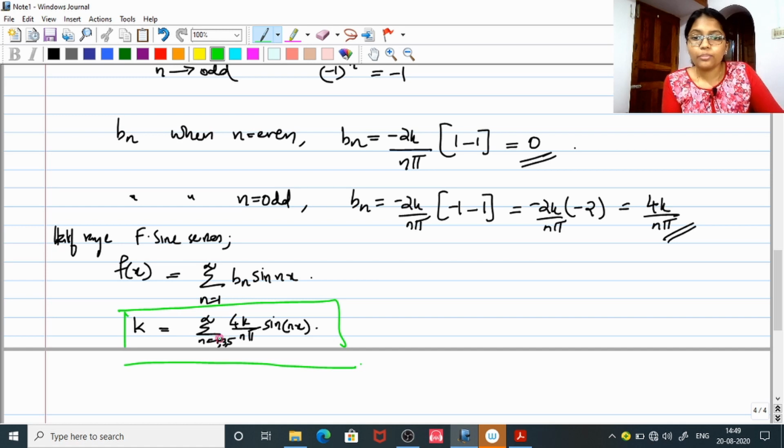k is equal to sigma n equal to 1 to infinity. We usually write n equal to 1 to infinity, but here in this question it is specified that only when n is an odd number, the Bn value is going to exist. So let us specify the values for n. That is, Bn exists for 1, 3, 5, so odd numbers. Okay, 4k divided by n pi is written here and sin nx I just added it. So let's move on to the next question.